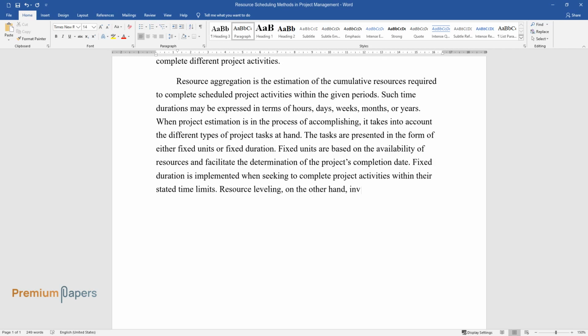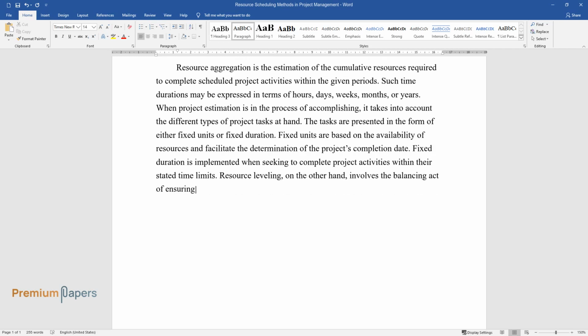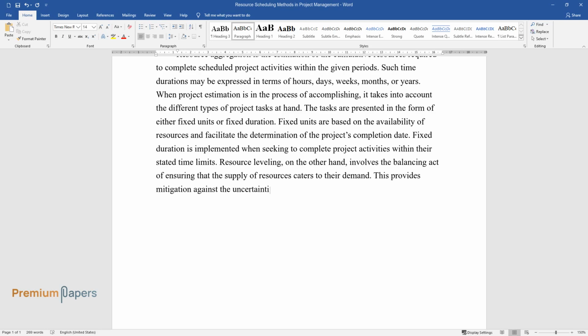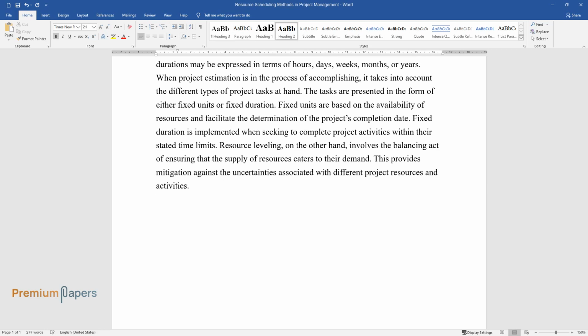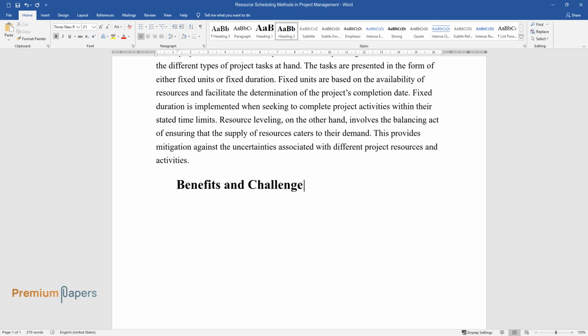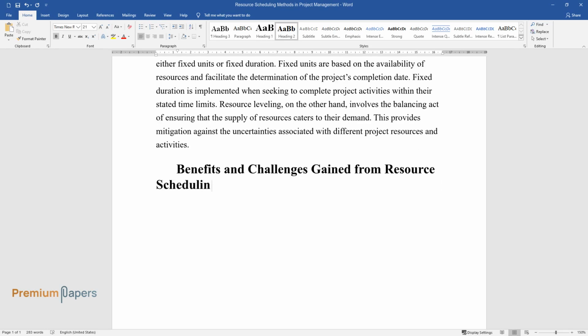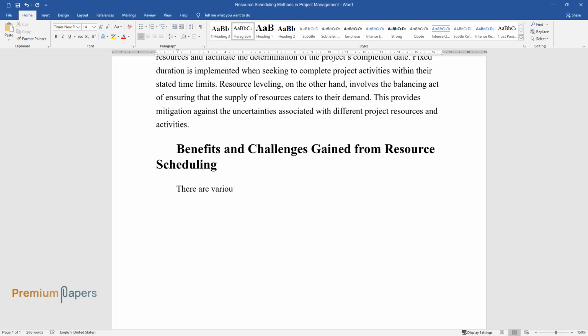Resource leveling, on the other hand, involves the balancing act of ensuring that the supply of resources caters to their demand. This provides mitigation against the uncertainties associated with different project resources and activities. Benefits and challenges gained from resource scheduling. There are various benefits gained from resource scheduling.